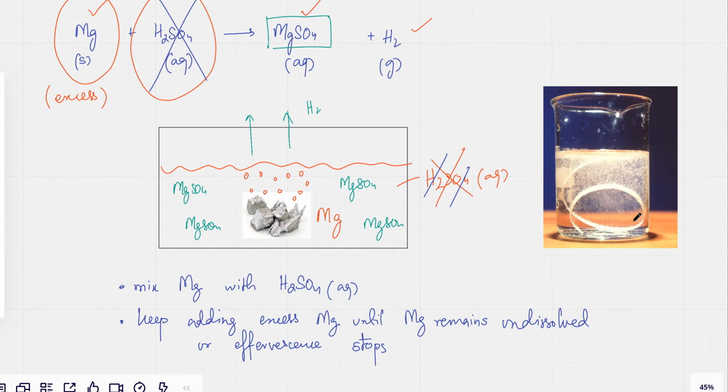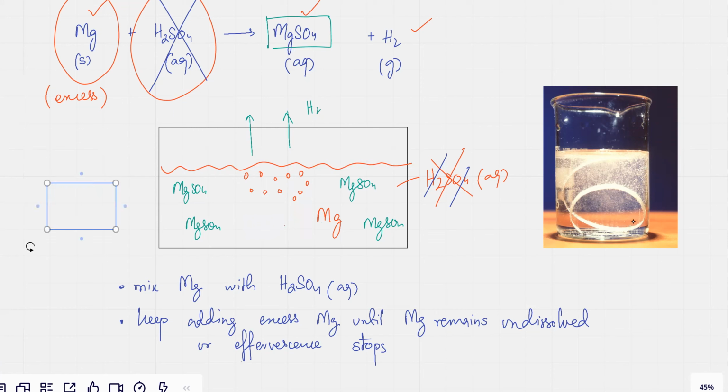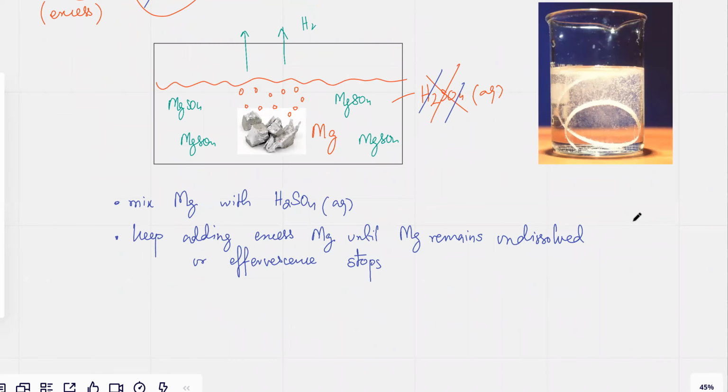So what do you do with this extra Mg that you've added? You simply take it out. If they're smaller pieces, you can filter it out. Mg is insoluble, so you can just pick the unreacted Mg pieces, because you had added a lot of Mg, and take them out. So the next part would be: filter out or remove the excess Mg.